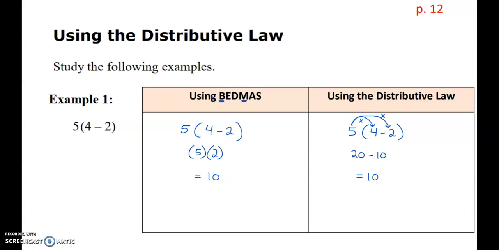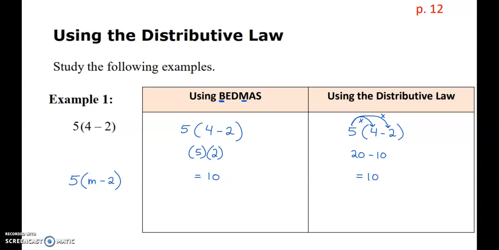If we don't have variables, using BEDMAS the way that we have done in the past is probably your best option, but it isn't the only option. And the distributive law becomes very important when we do have variables. So let's make a new example. Instead of the number 4, let's put in a letter, a variable, and see what we can do now.